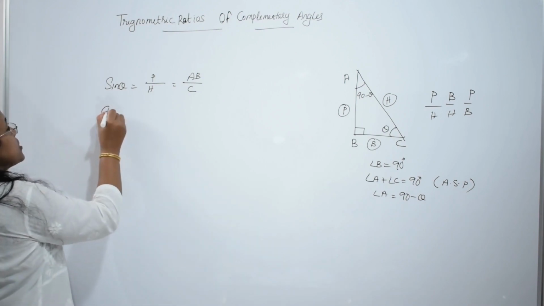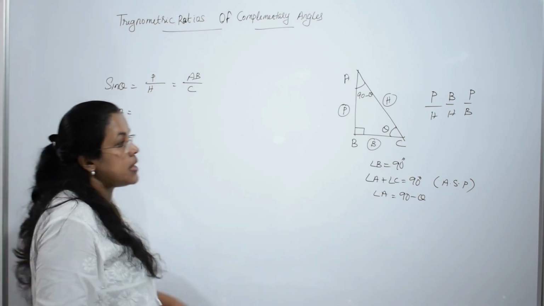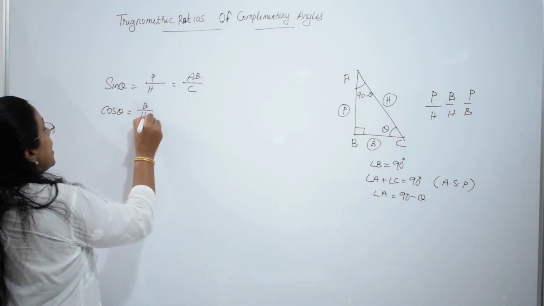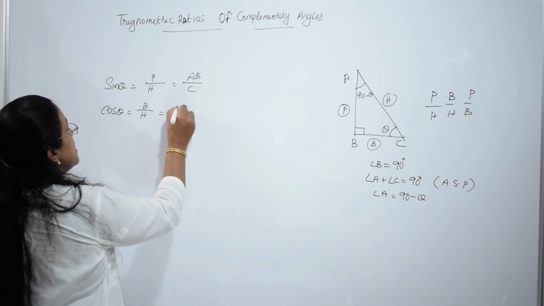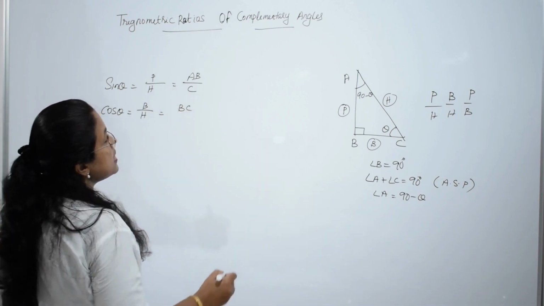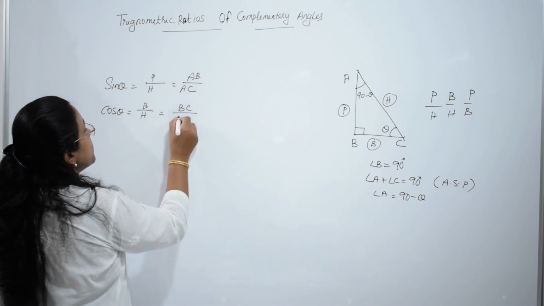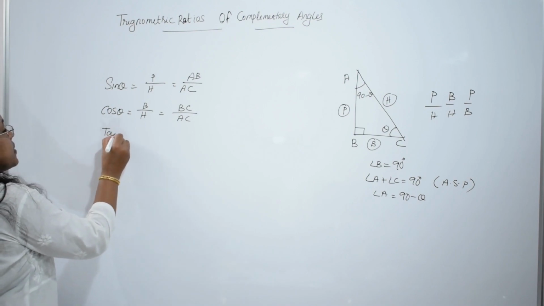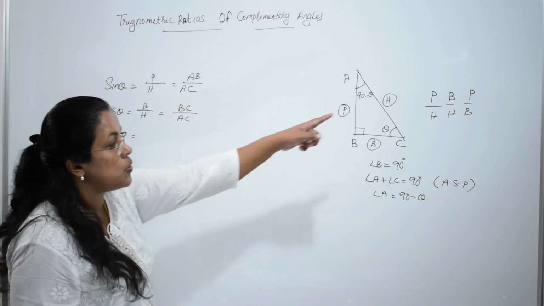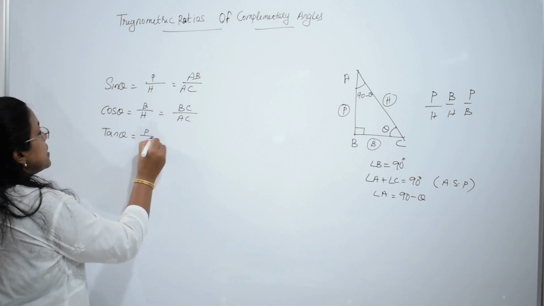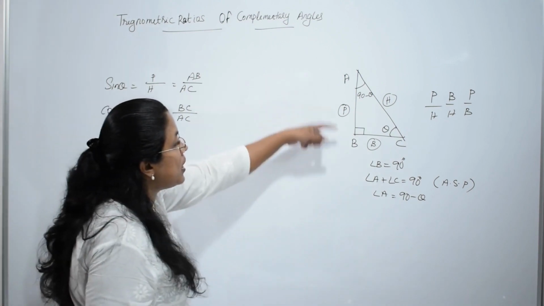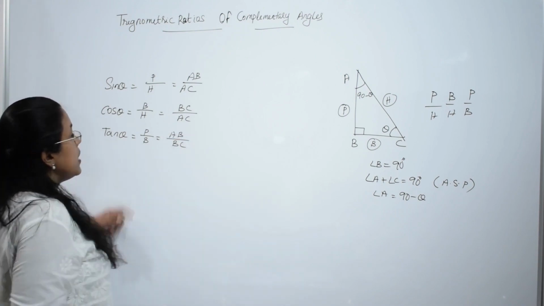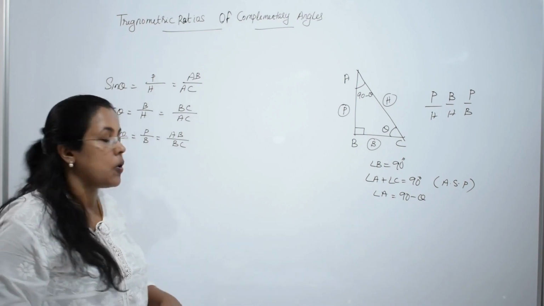Now, what is cos theta? Cos theta is base by hypotenuse. What is base? BC. So BC upon AC. What about tan theta? Tan theta is equal to perpendicular upon base. What is perpendicular here? AB upon BC. The rest of the three ratios are the reciprocal ratios.